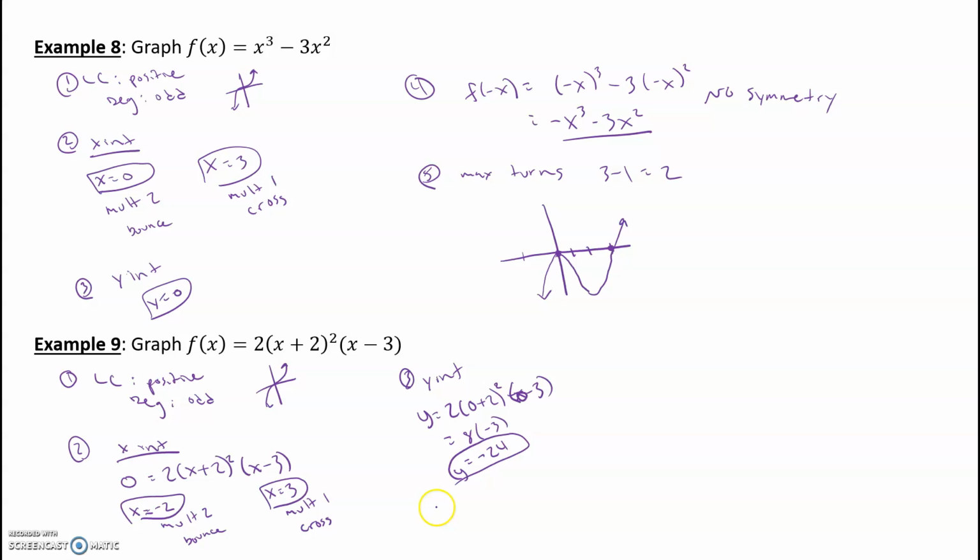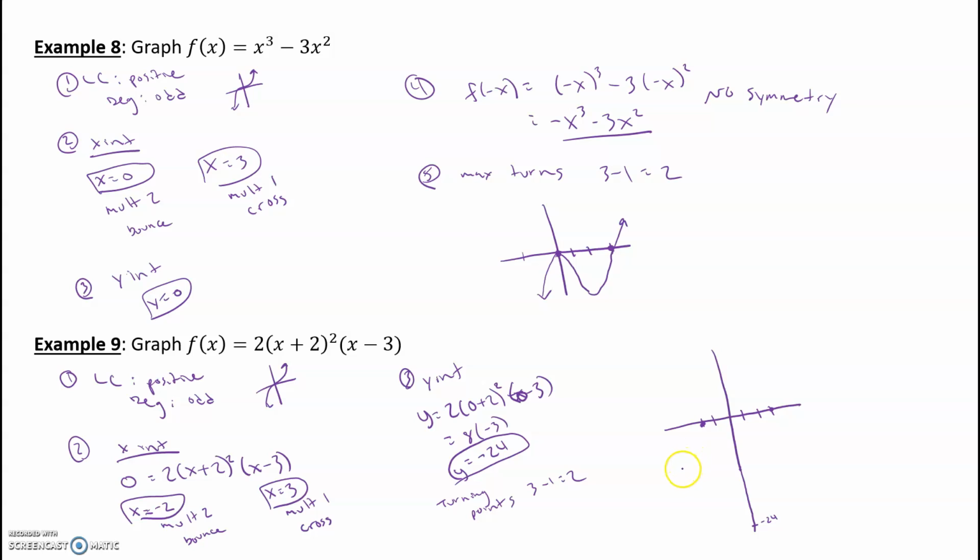Our turning points. Max number of turning points would be 3 minus 1, right? Because our degree was 3. 3 minus 1 is 2. So let's go graph. We got everything we need. Minus 2, plus 3. And minus 24, we're going to say it's down here somewhere. I'm just going to write the negative 24.